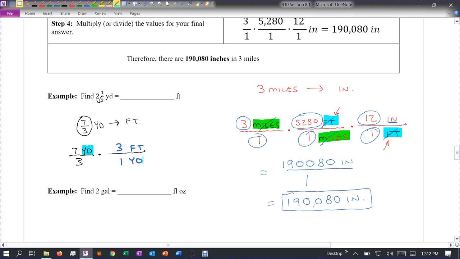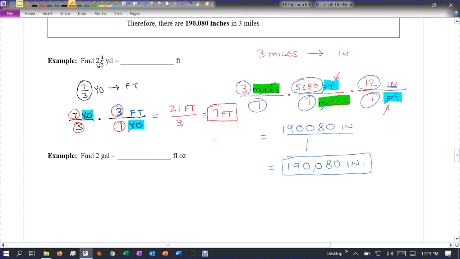Now you can see my yards are on the top and on the bottom, so they'll cancel, right? And now I can multiply straight across. So I go 7 times 3 and then feet, so that's 21 feet over 3 times 1, and the yards are gone, so just 3. And 21 over 3 is actually 7, so we get 7 feet. So 2 1/3 yards is actually 7 feet.